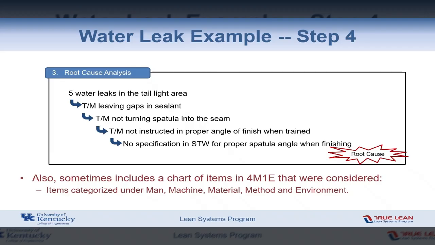We've gone through the process of exploring reasons for why we have the leaks in the tail light area. We determined that there are gaps in the sealant. By asking why repeatedly at each level, we determined that the standardized work is missing information on how the team member should angle the spatula to get proper coverage. This is our root cause.